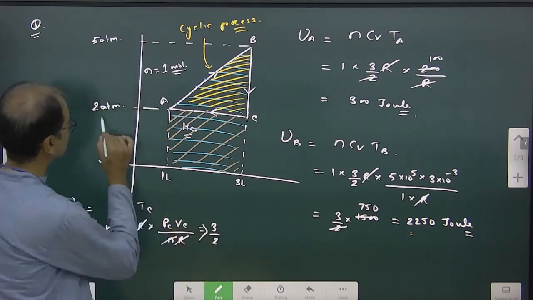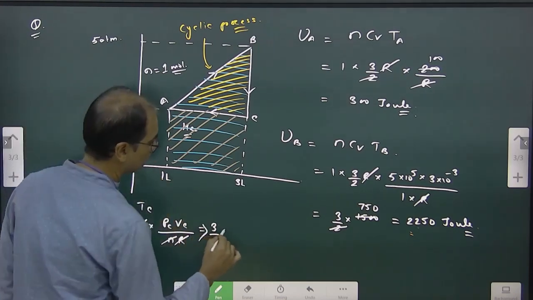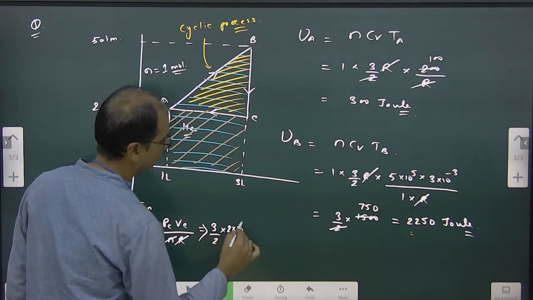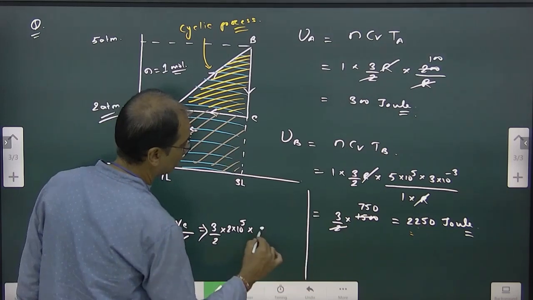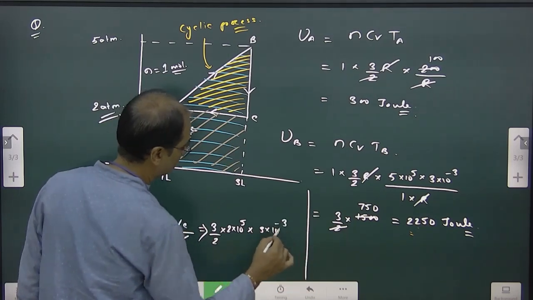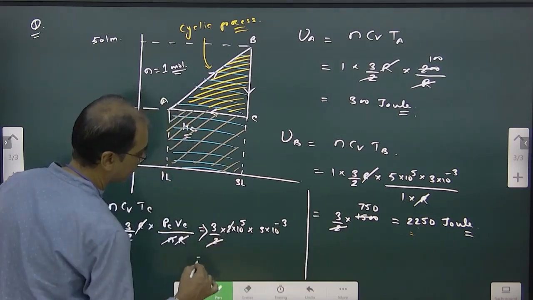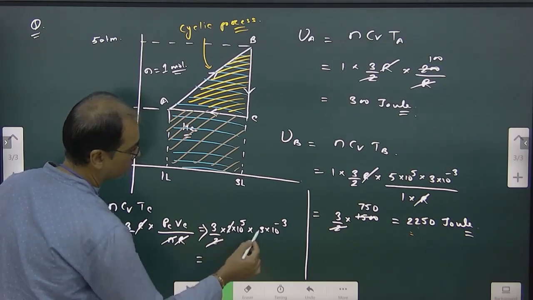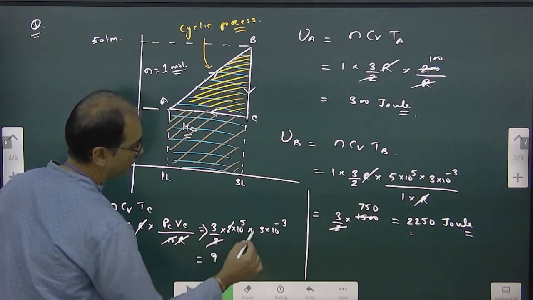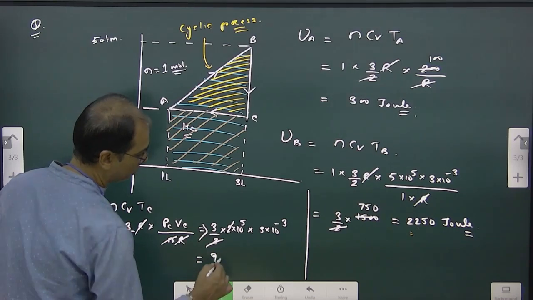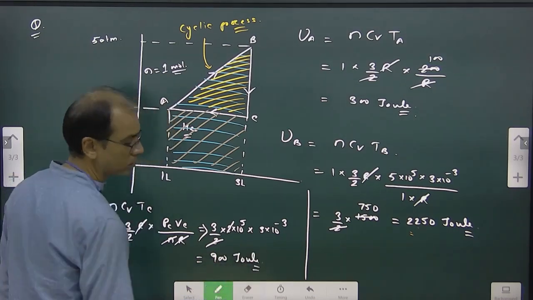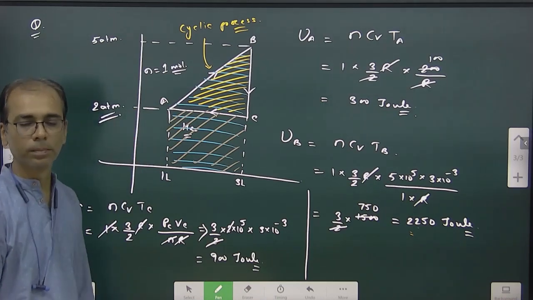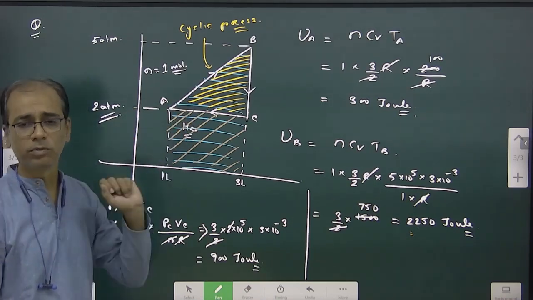PC is what? PC is 2 atmospheric pressure. So 2 into 10 to the power 5. VC is what? 3 liter. So 3 into 10 to the power minus 3. 2 and 2 get cancelled. Answer is, this is 3 into 3, 9. 10 to the power 5 into 10 to the power minus 3, 10 to the power 2, so 900. Done.